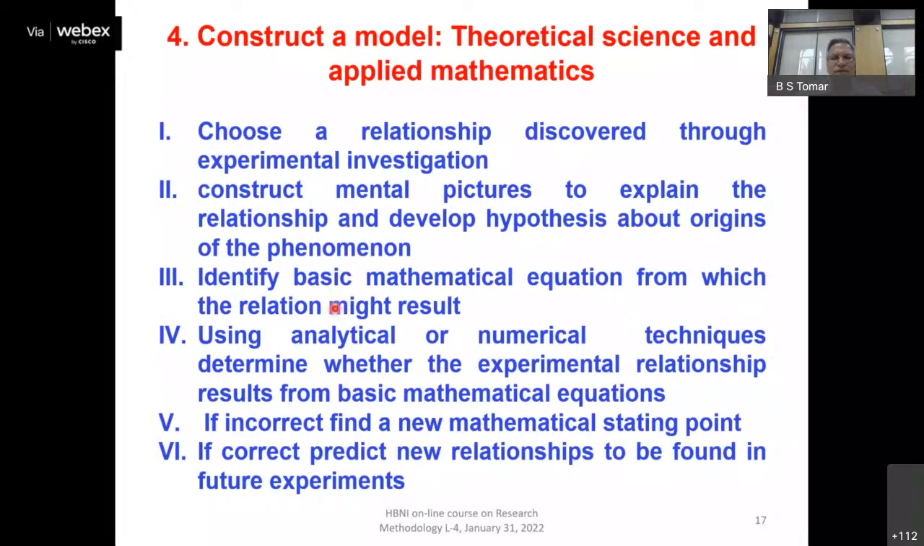Identify the basic mathematical equation from which the relation might result. And using analytical or numerical techniques, determine whether the experimental relationship results from the basic mathematical equations. For example, this is what I call the mass formula. I mentioned this semi-empirical mass formula. So how do you predict the mass of a nucleus of a particular proton number and neutron number?